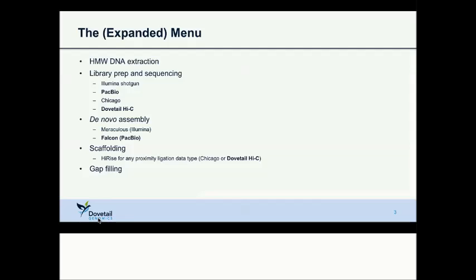And then we can take those data and do the de novo assemblies with the Illumina data using Meraculous, and with the PacBio data using the Falcon de novo assemblers. And then we scaffold those assemblies, whether we make them or whether you make them, using our proximity ligation data types and our purpose-built proximity ligation scaffolder, which we call HiRise. And finally, at the end of the process, we can use whatever data is available, whether it's Shotgun or full coverage PacBio or low coverage PacBio, to do gap filling and improve the contig N50, the contiguity, up closer to the level that we can get the scaffolds to.